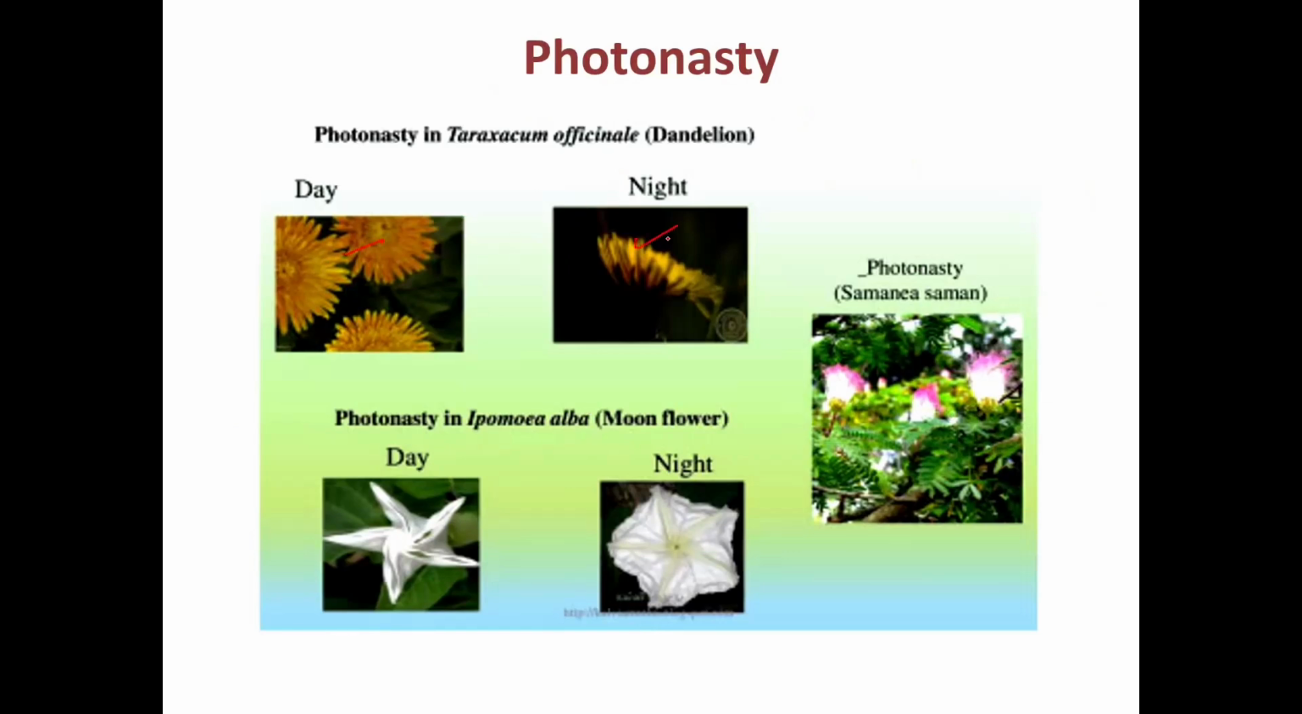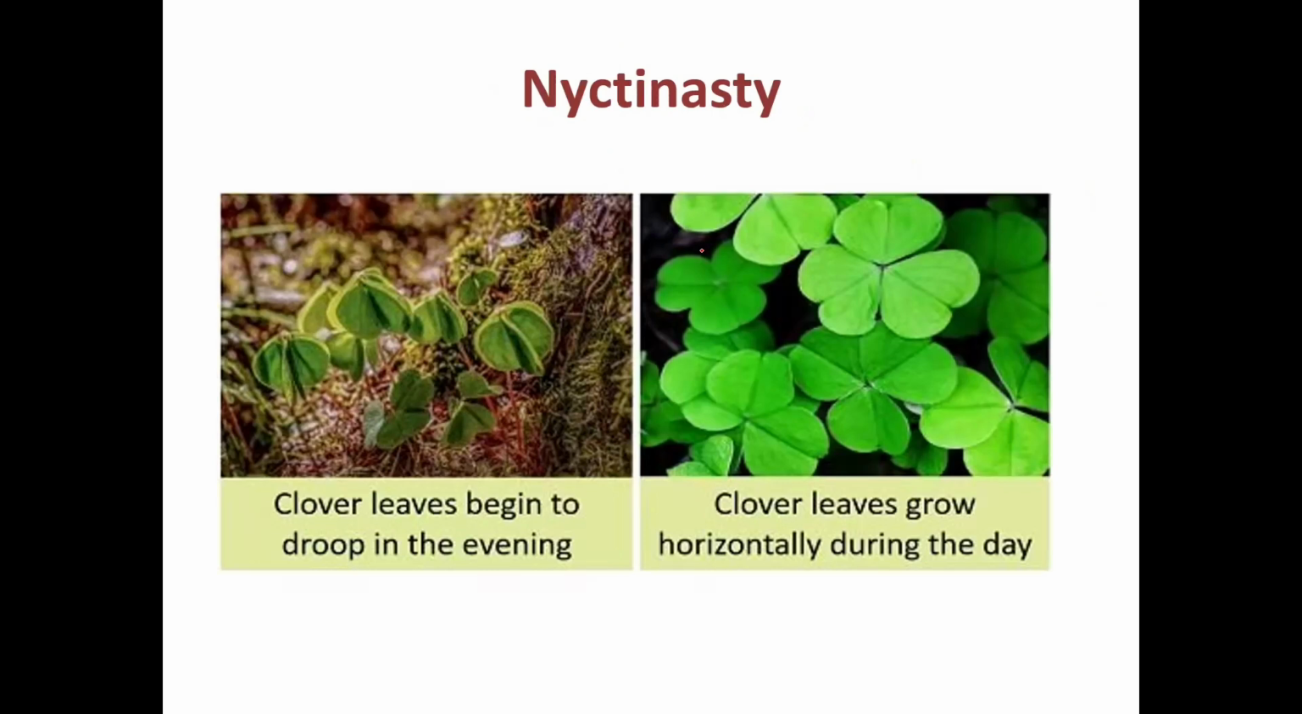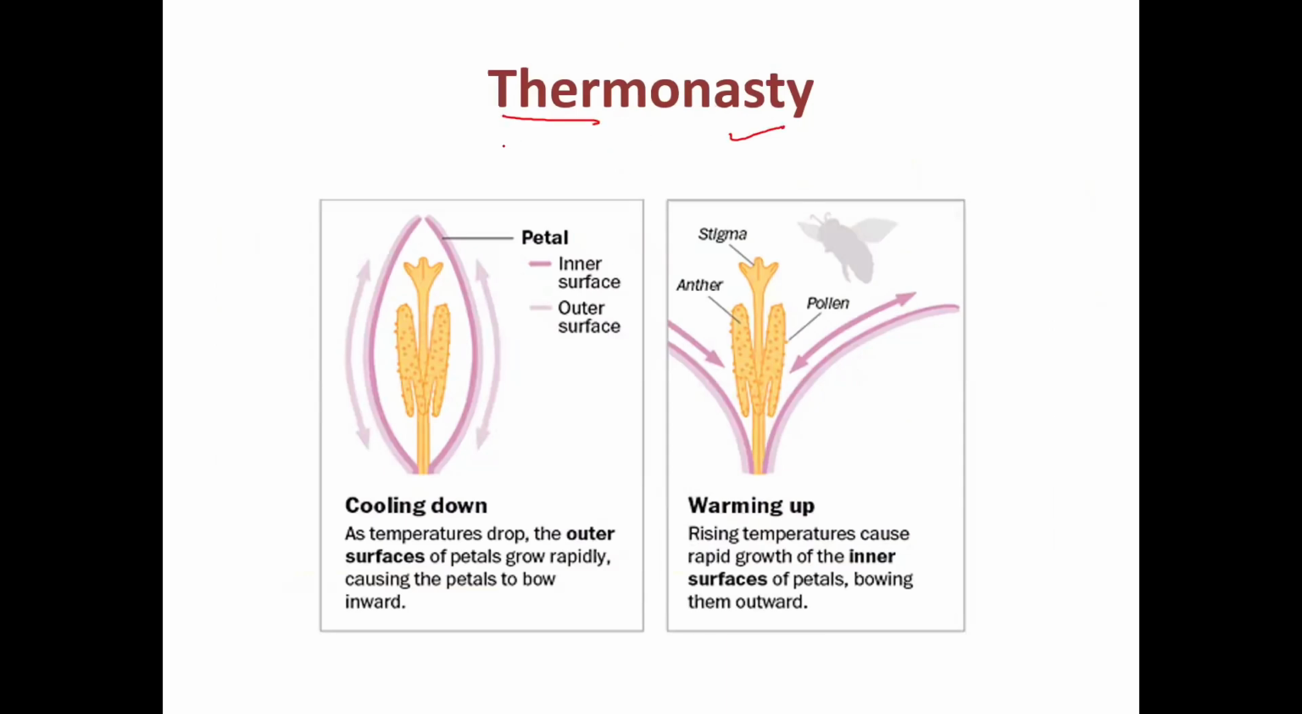Photonasty is for day and night. Look at the example, the moonflower. Nyctinasty: clover leaves begin to droop in the evening, whereas clover leaves grow horizontal during the day. So basically, it is a sleep cycle. Thermonasty, thermo for temperature. As the temperature drops, the outer surface of petals grows rapidly, causing petals to bow inward. But in the summer, rising temperature causes rapid growth of the inner surface of petals, bowing them outward.